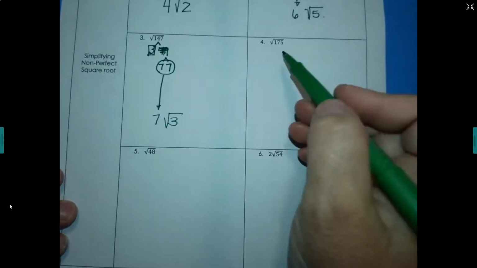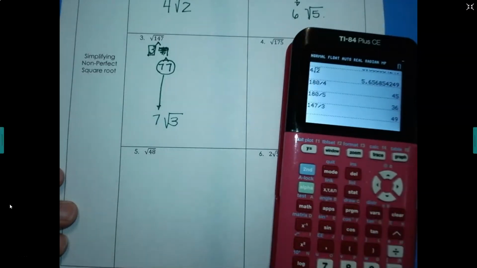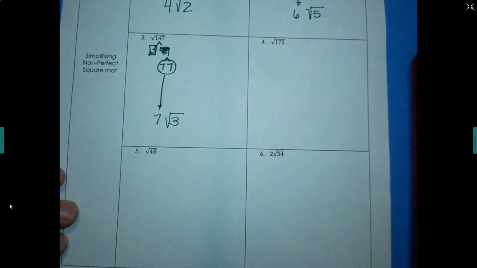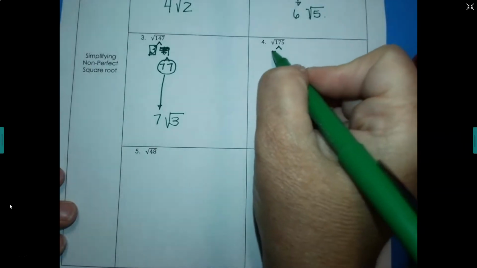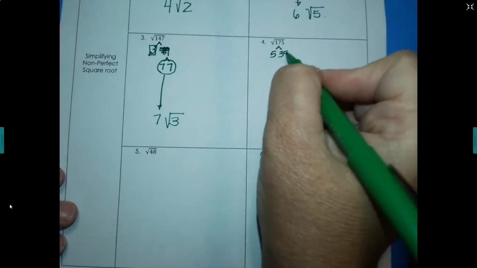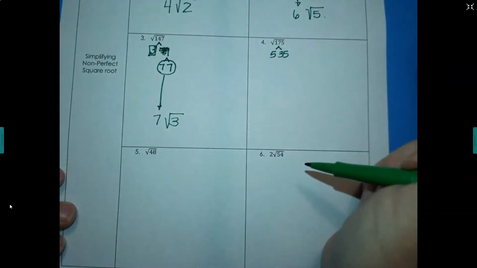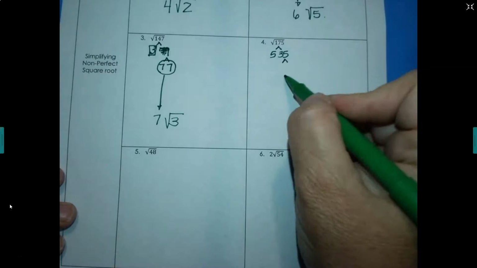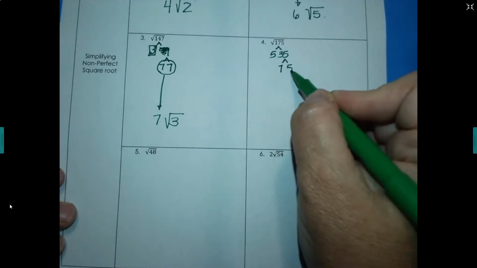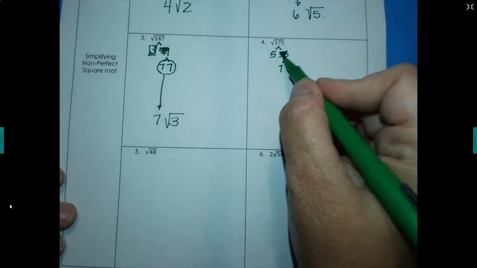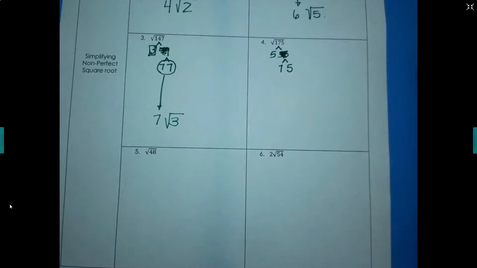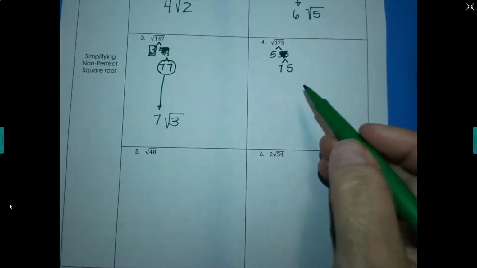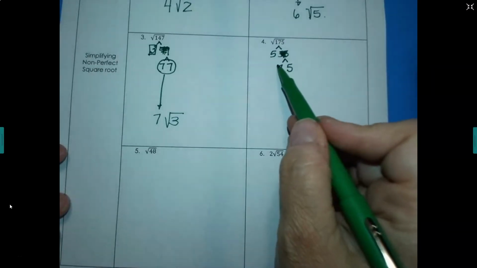Let's try number 4. 175, it ends in 5, so I know it's divisible by 5, so I'm going to just try that one. 5 times 35 works. 5 is a prime number. I'm not going to take that one down any further because I can't. 35 I can get by 7 times 5. I like to cross those out to know I've already used it. 7 and 5 are both prime numbers. They won't break down any further.